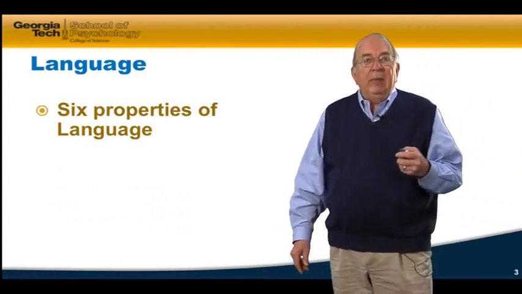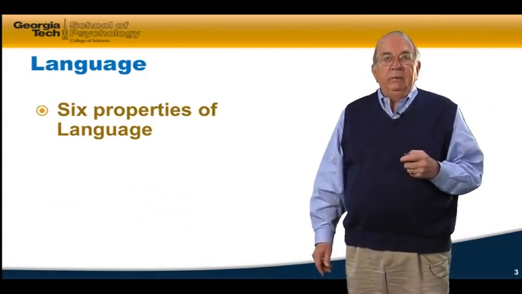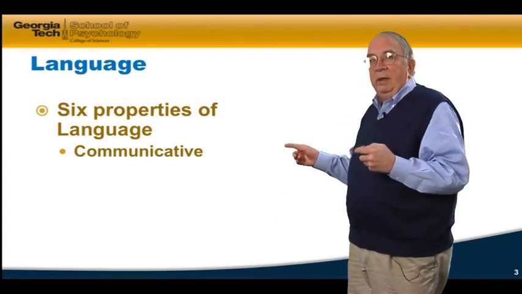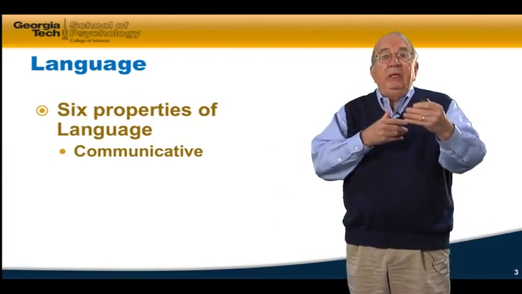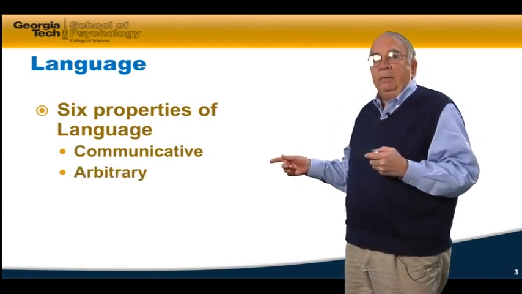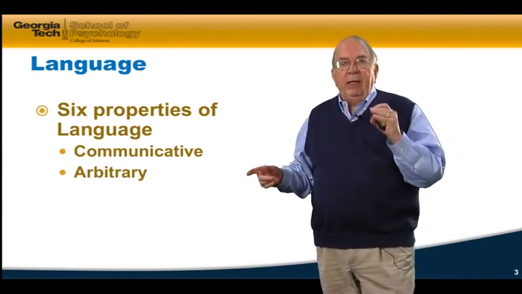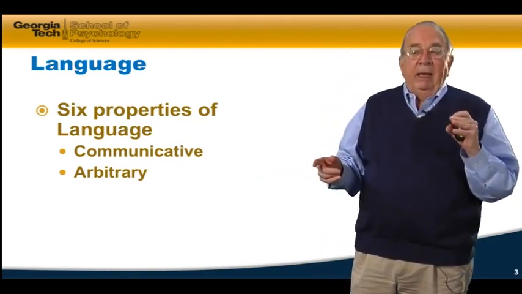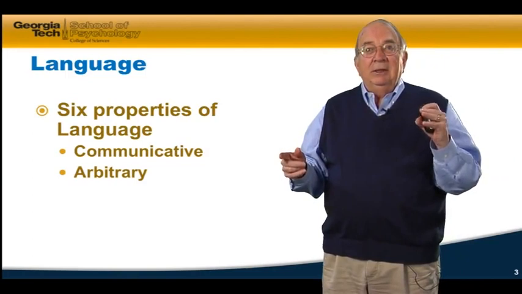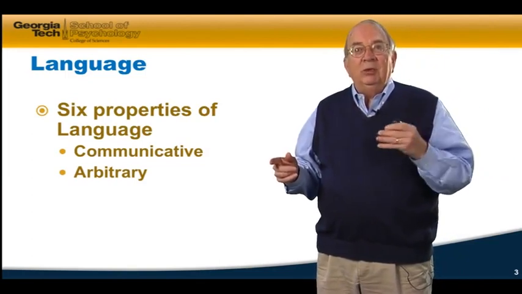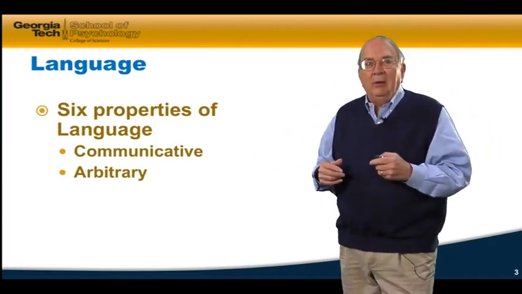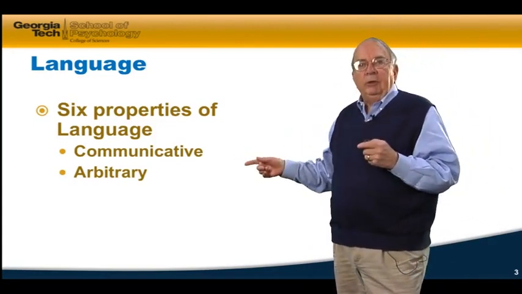Okay, there's basically 6 properties of language that all languages have. The first, it's communicative. We use language to interact with each other in our society. It's arbitrary, except for a very few things called onomatopoeia, like, for example, hiss is a sound that actually describes what it is we are talking about, what a snake does when it uses sound. But it's arbitrary for most things.